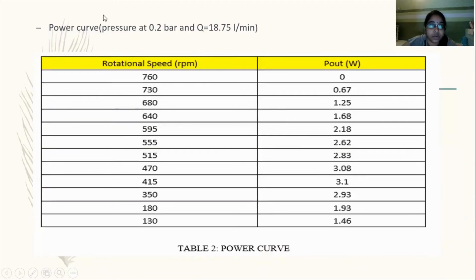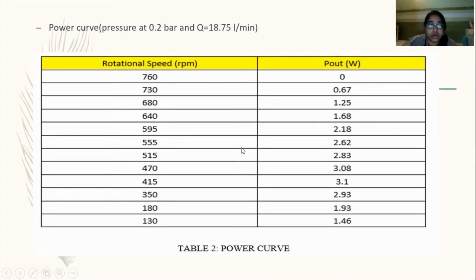The next one is the power curve, and the details given are pressure at 0.2 bar and the flow rate Q is 18.75 liters per minute, which is lower than in the turbine characteristic curve. And the data given here is as follows: the RPM is decreasing, and the power output increases until 415 RPM, and it decreases afterwards, from 350 RPM down to 130 RPM.